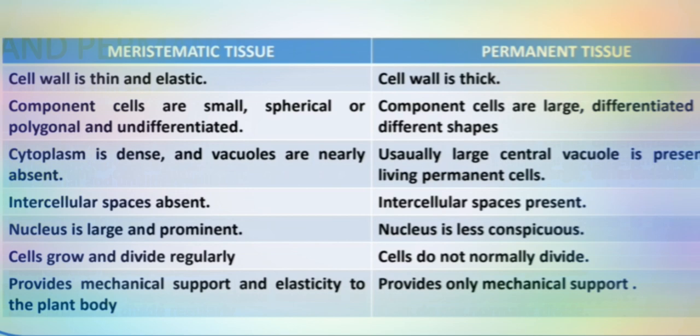And in meristematic tissue, the cells grow and divide regularly. So their only function is to divide and redivide and to produce numerous new cells. In permanent tissue, these cells do not normally divide. Meristematic tissue provides mechanical support and elasticity to the plant body, flexibility. Even if it is stretched, it is not broken. And permanent tissue provides only mechanical support. That is, it helps the plant to withstand the stress of physical forces.